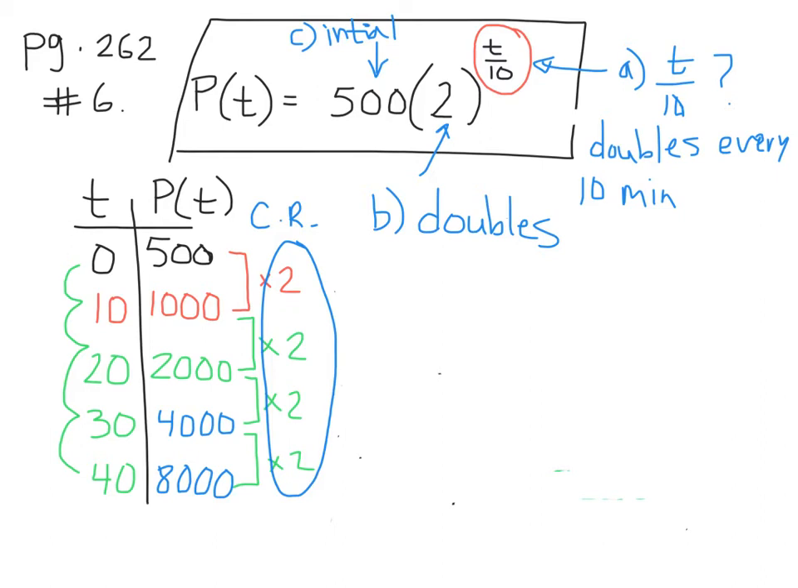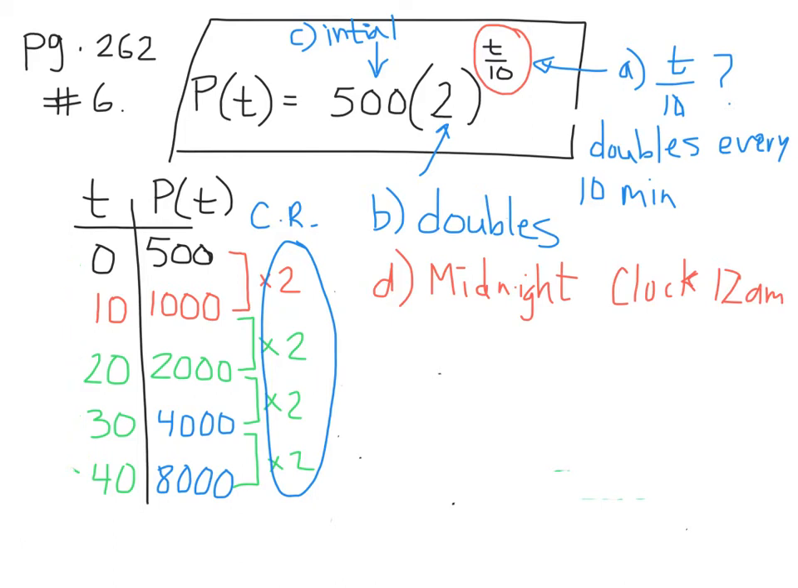Now, let's take a look at question D. Question D is asking us, determine the population at midnight. So at midnight, we know the time on the clock will say 12 a.m. And that's very important because this table of values here has nothing to do with the time on the clock. This table of values speaks about how many hours pass since the beginning.